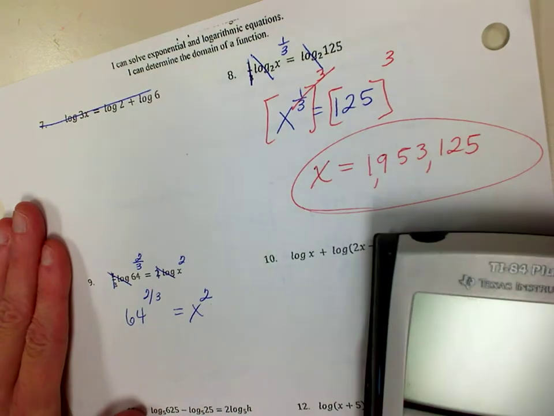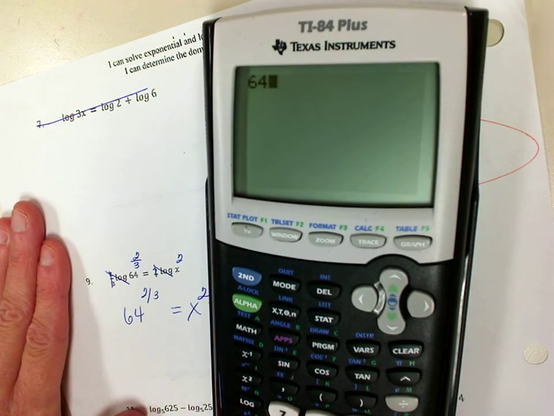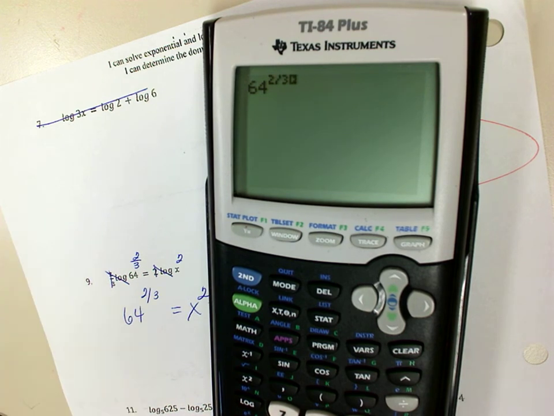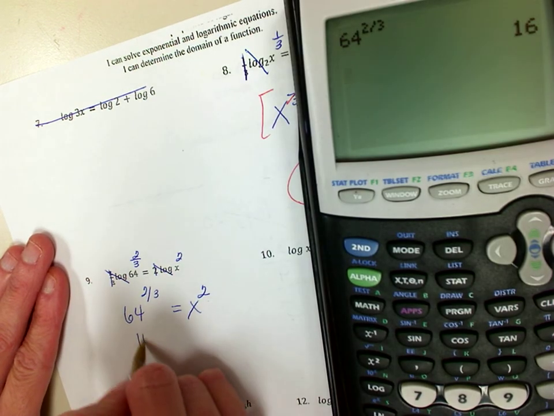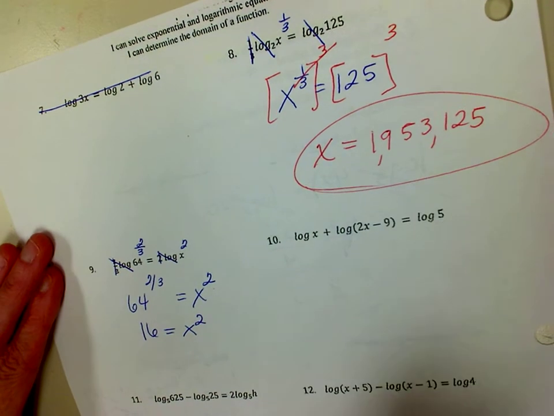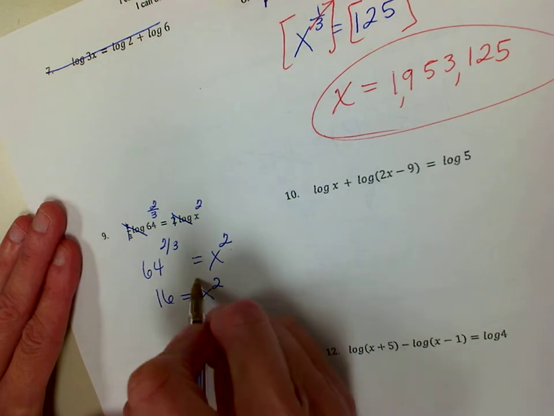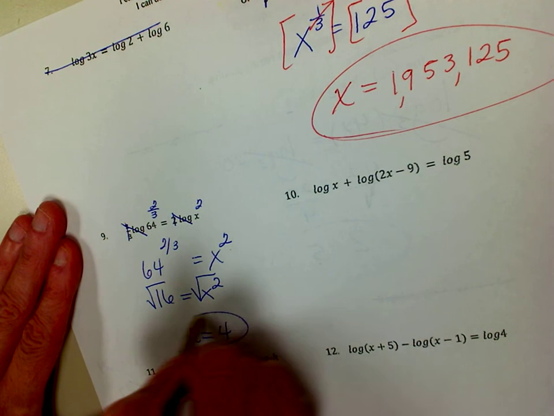Okay, we're going to have to type this in our calculator. So 64 to the 2/3 power is 16. Now, depending on your calculator, that 2/3 may have needed to be in parentheses. So if you don't get 16, that's probably why. So 16 equals x squared, which means x must be 4, because if you take the square root of both sides, the square root of 16 is 4.